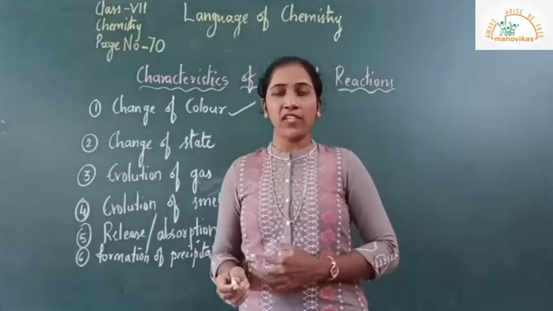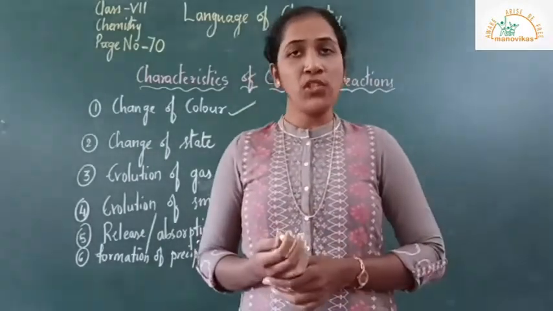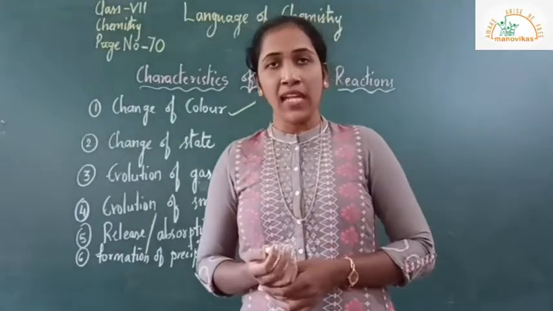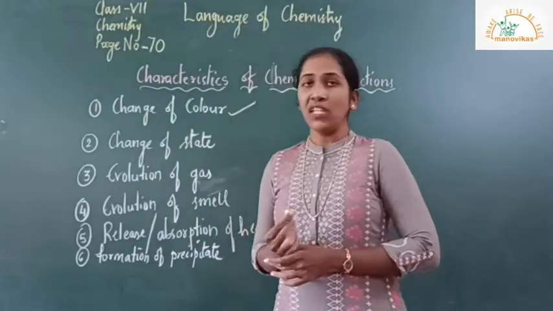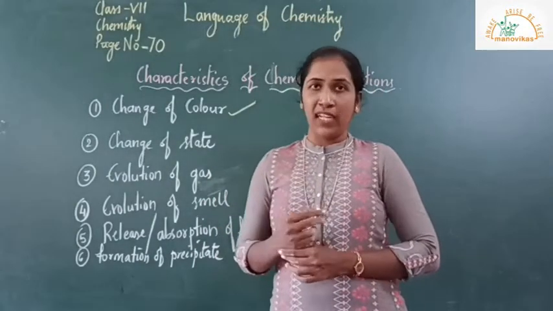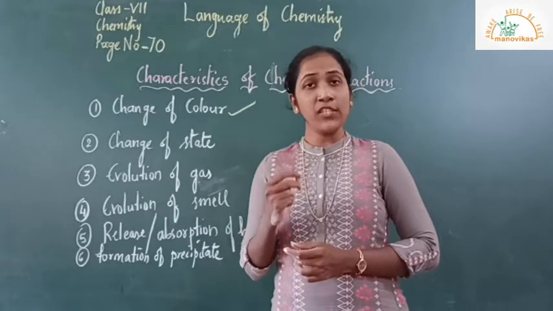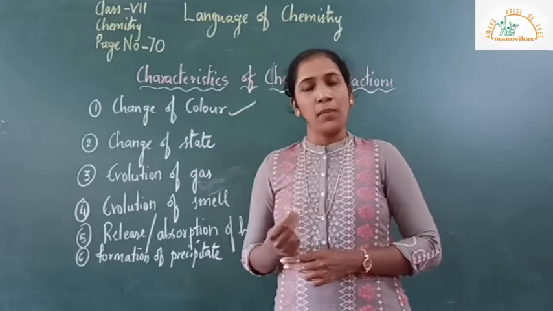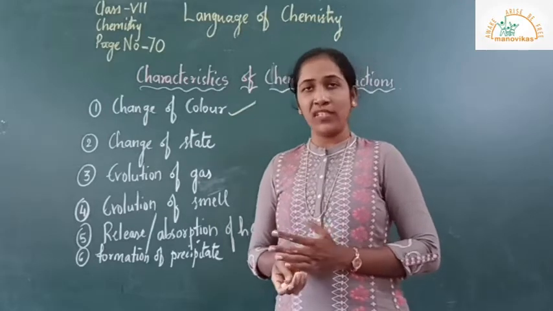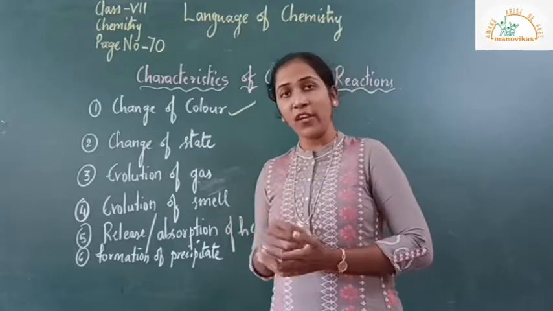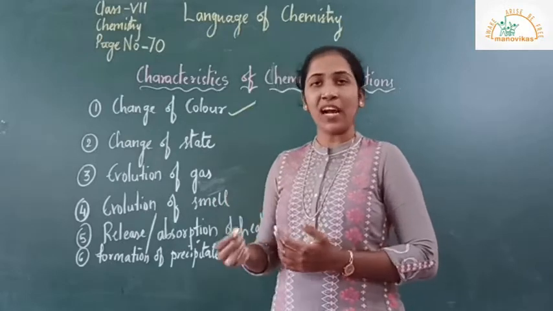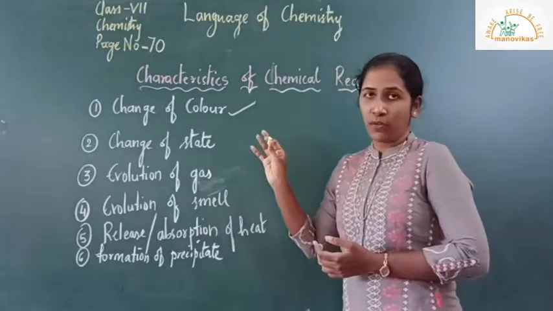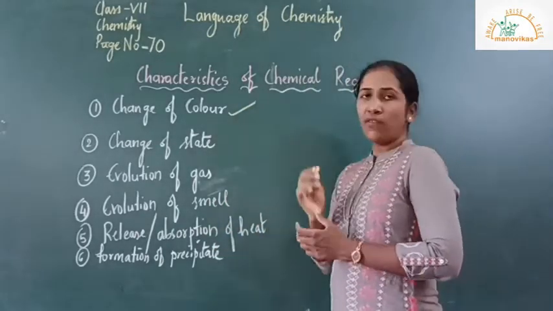Certain chemical reactions show the change of color with the reactants. Now suppose we take the iron nail, the initial color of iron nail is silvery white. But when it undergoes the reaction, that is in presence of moisture and oxygen, it changes its color to reddish brown. Okay, that is the change of color.